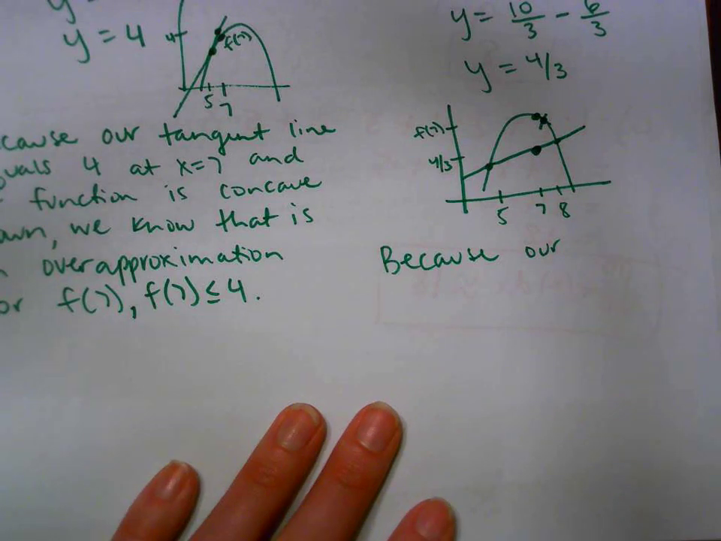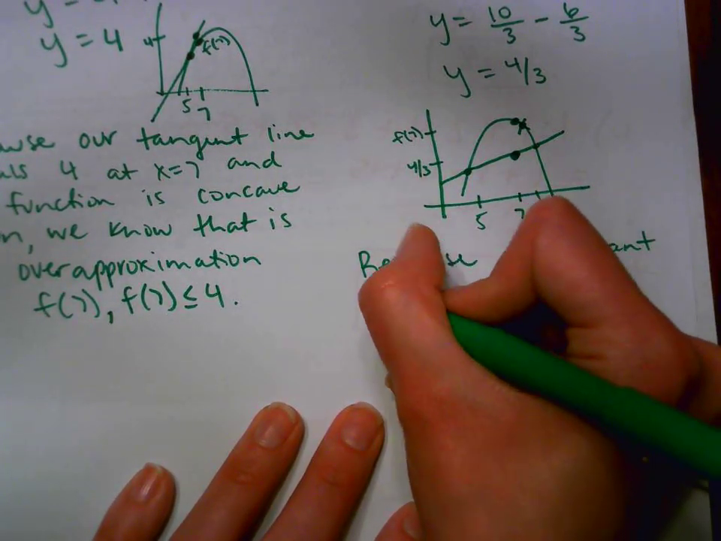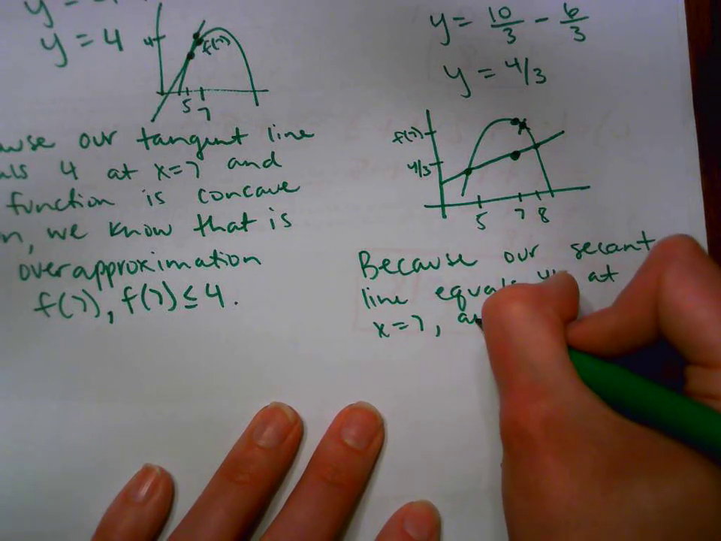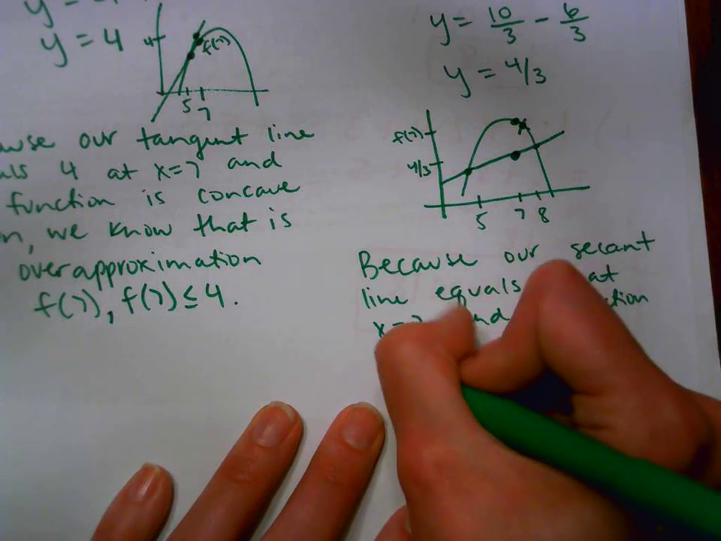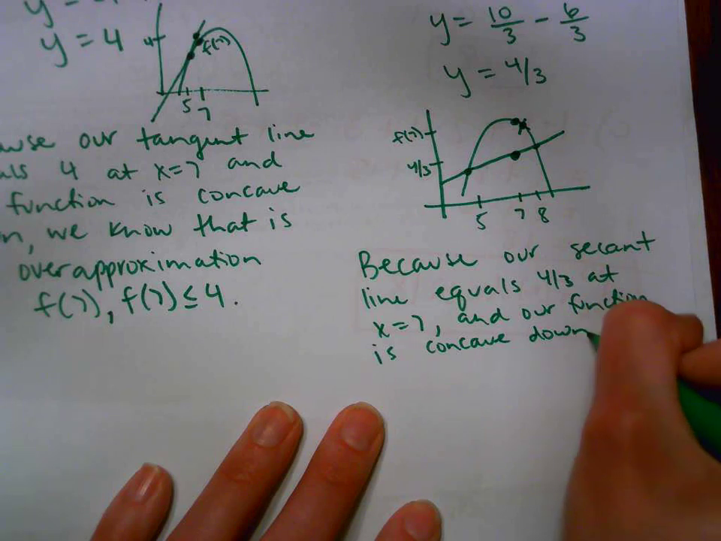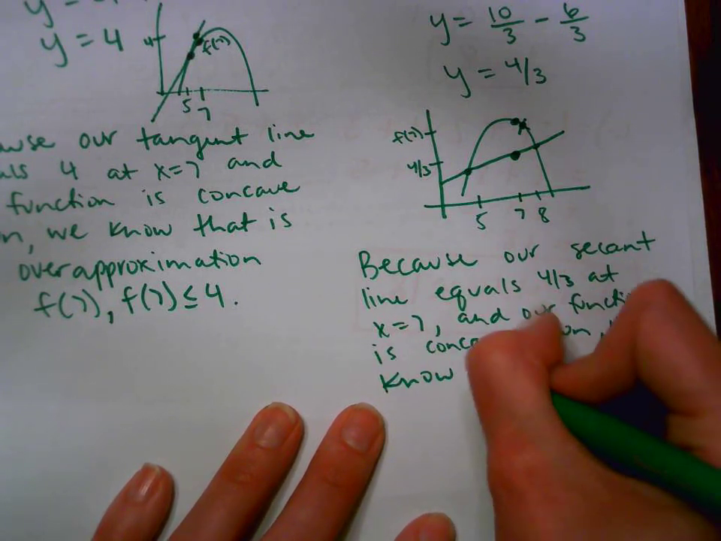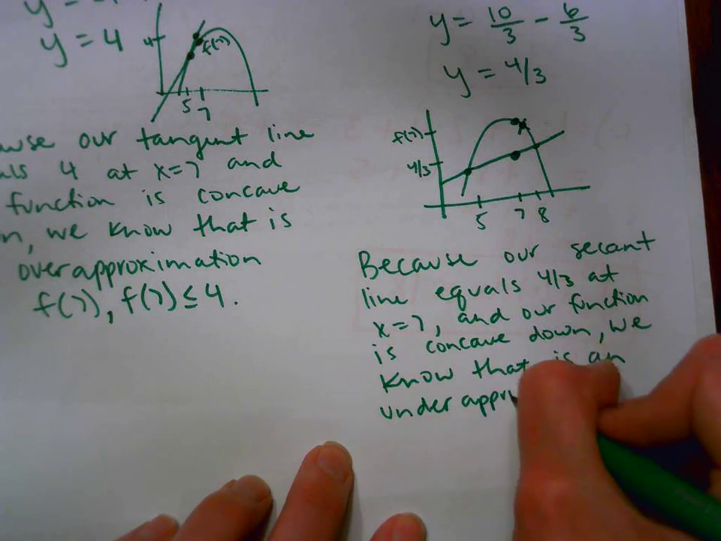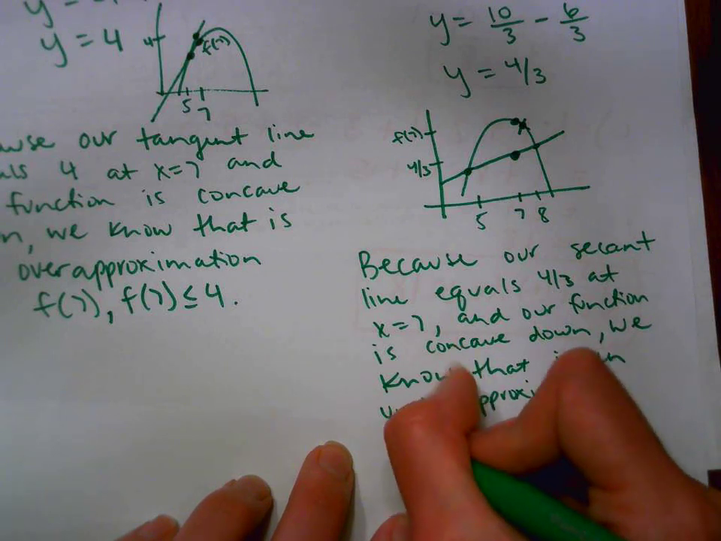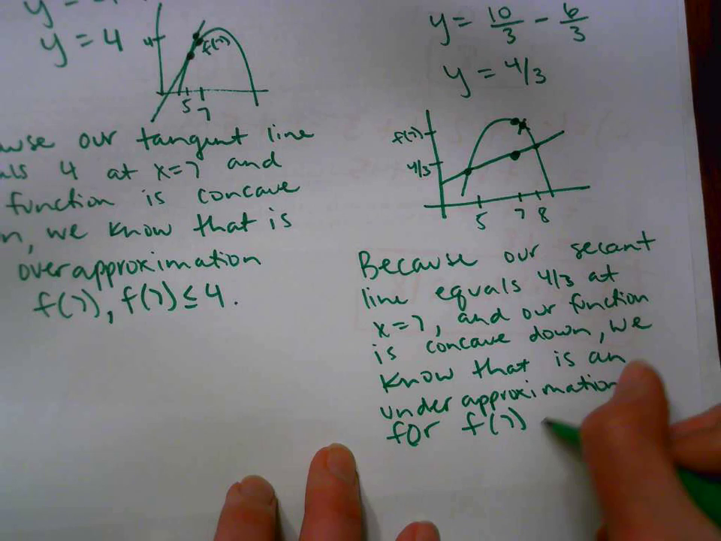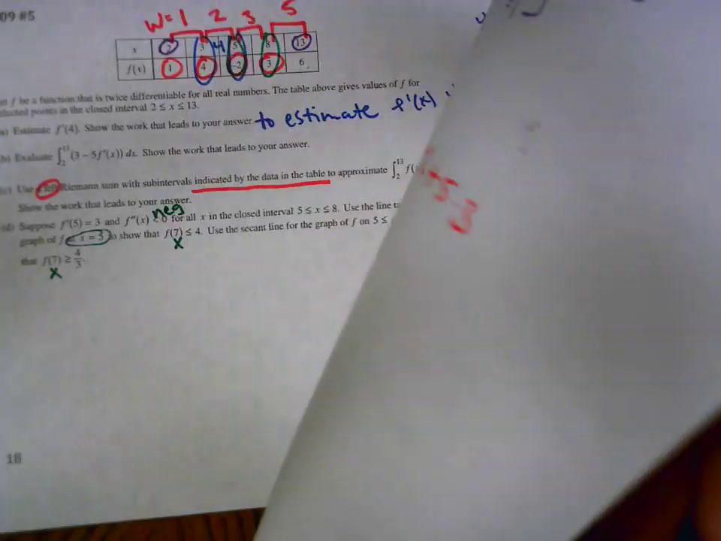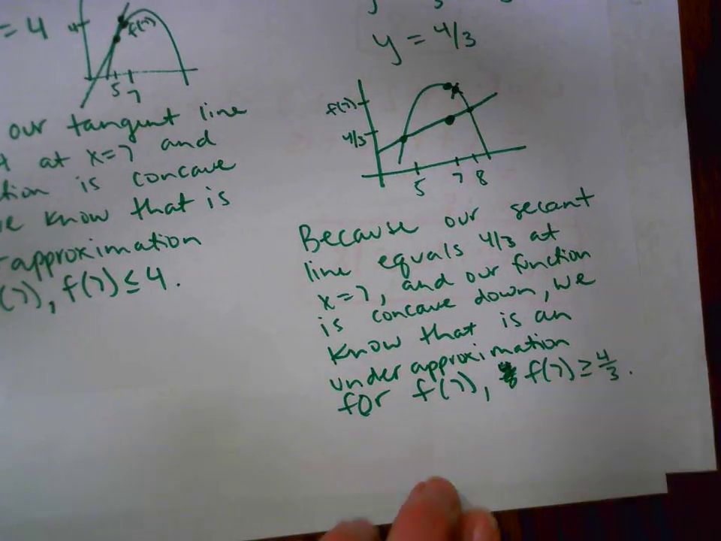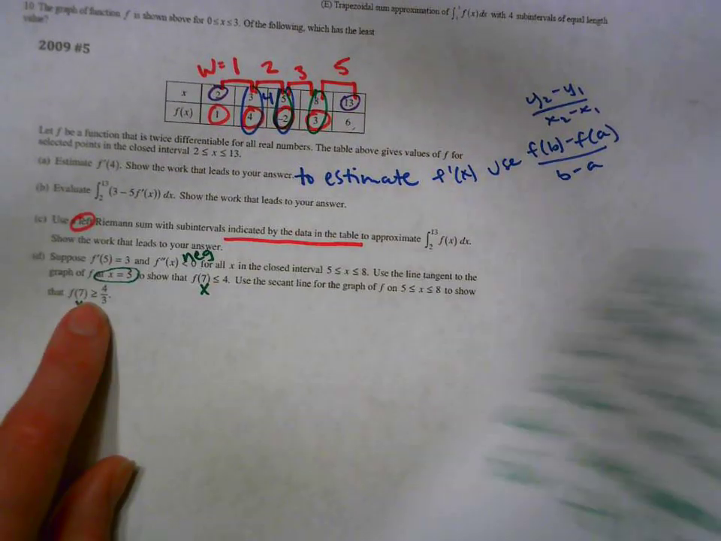So we'll say, because our secant line equals 4/3 at x equals 7, and our function is concave down, we know that is an under approximation for f of 7, which was the same thing as saying, how did they word it? f of 7 is greater than or equal to 4/3. Which is what they said here.